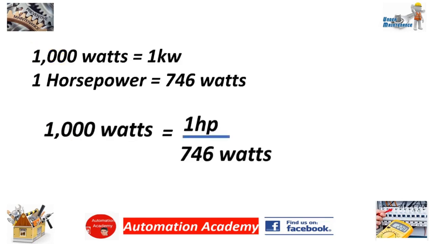And here's the solution. We know that 1000 watts is equal to 1 kilowatt and 1 horsepower is equal to 746 watts. 1000 watts equals 1 horsepower, which is equal to 746 watts. We are going to cancel the watts. Then 1000 divided by 746 is equal to 1.34 horsepower.